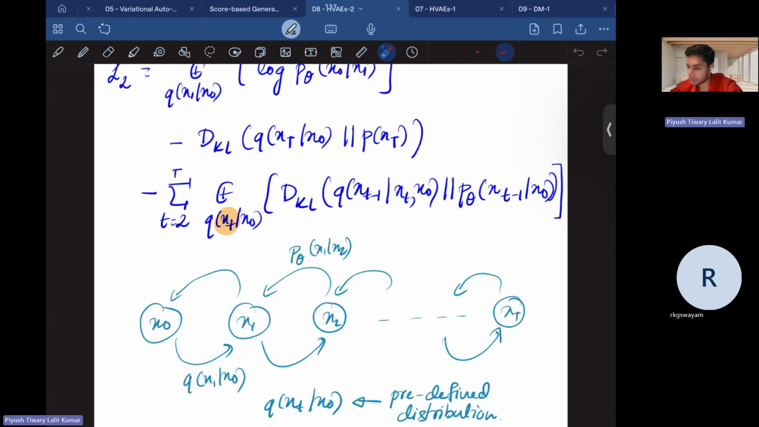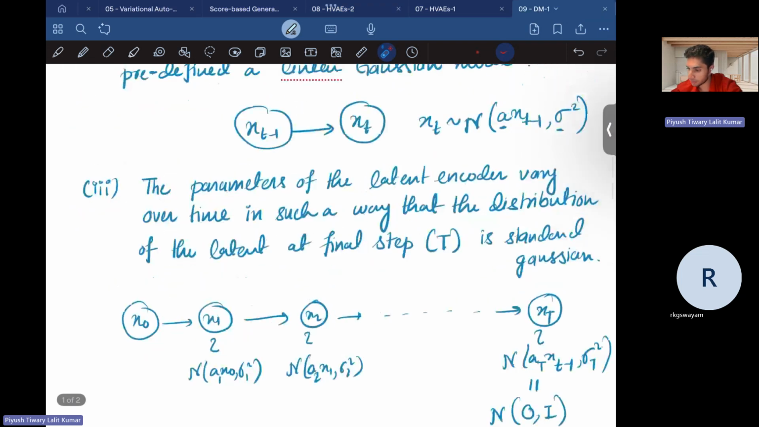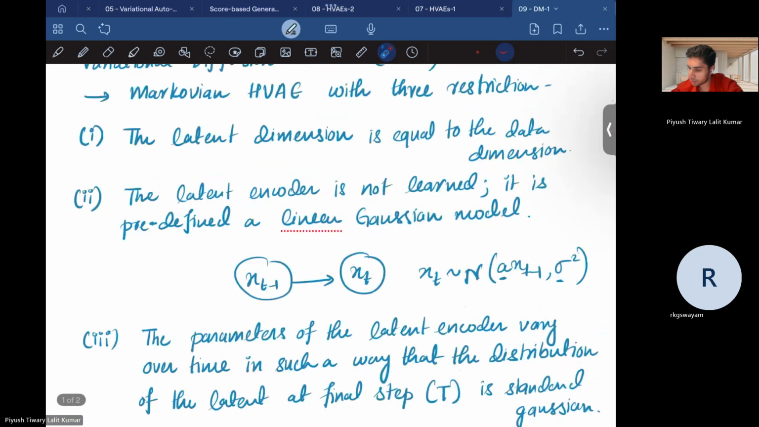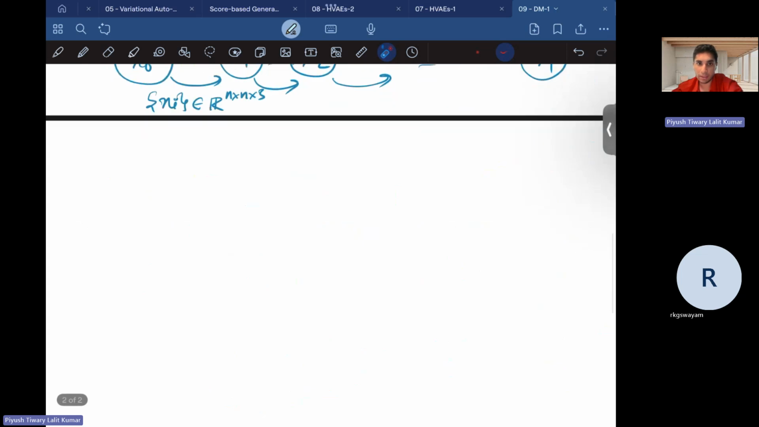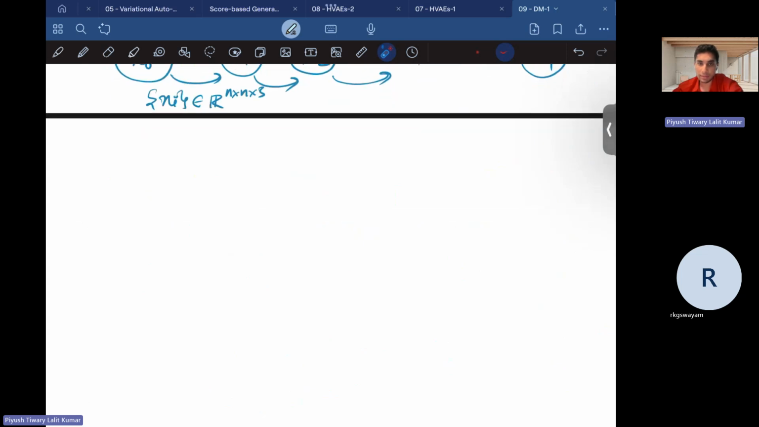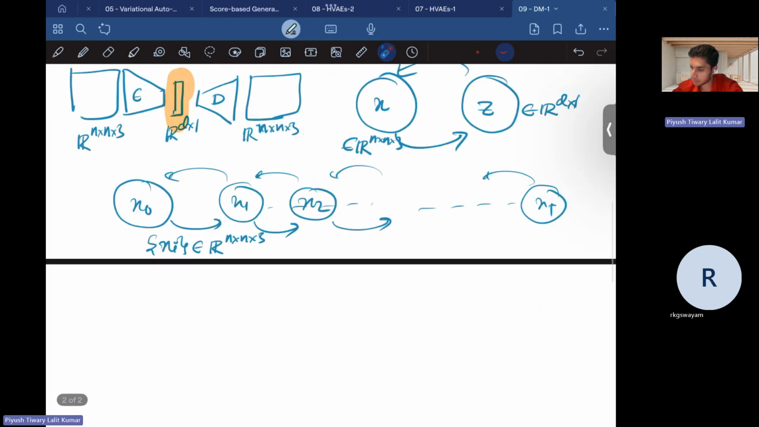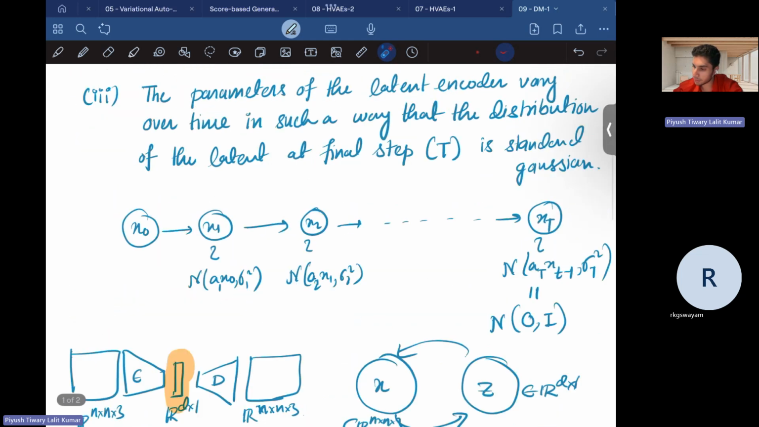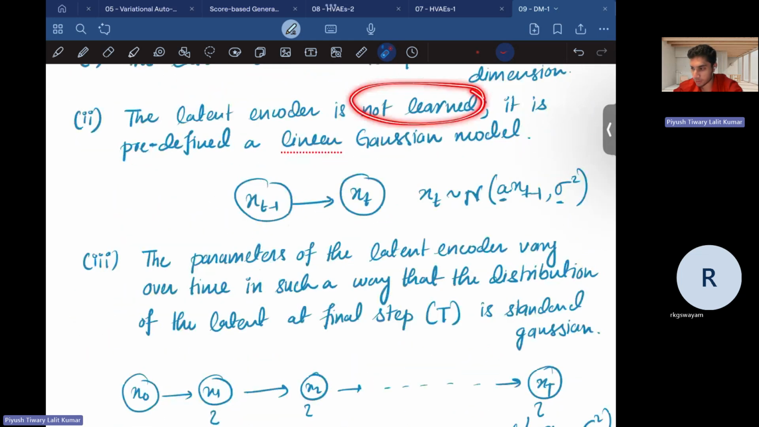So let's start with the first assumption that we said here. Okay, not the first assumption, it's the second assumption, right? What does it mean? The second assumption is telling us that the latent encoder is not learned. It is predefined. So we are going to predefine it as a linear Gaussian model.